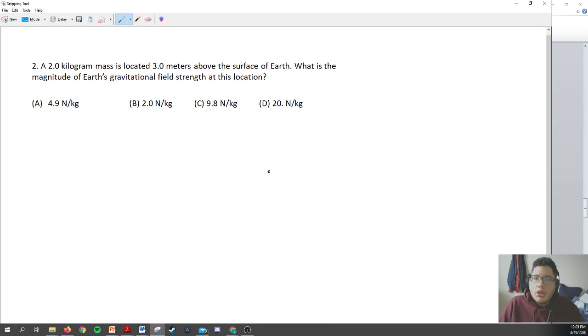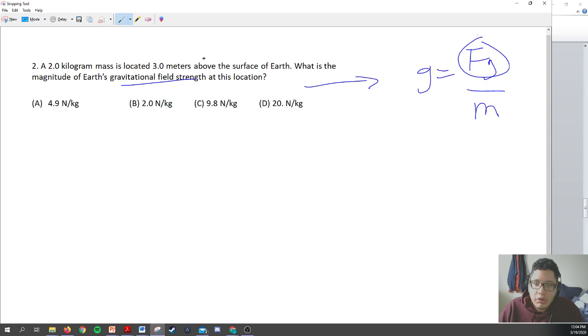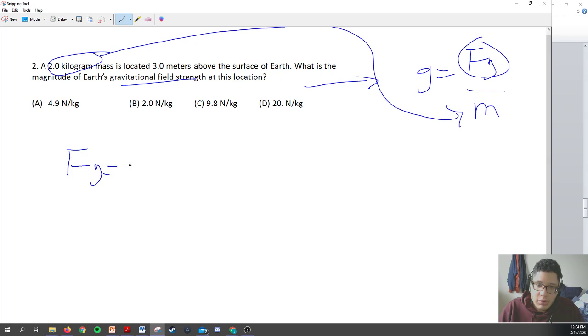Okay. A 2 kilogram mass is located 3 meters above the surface of Earth. What is the magnitude of Earth's gravitational field strength at this location? So, we know that to solve for gravitational field strength, we need to use g equals Fg over m. So here's the problem now. We don't actually have an Fg. So we can solve out for an Fg though. How do we solve out for Fg? We do have a mass. That goes down here. We don't have an Fg. We can solve for Fg using Fg equals mg.